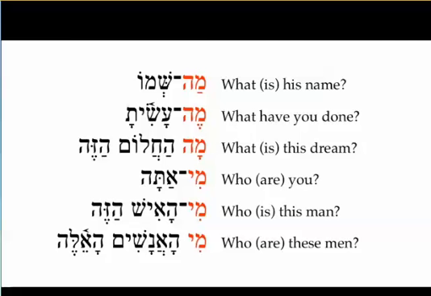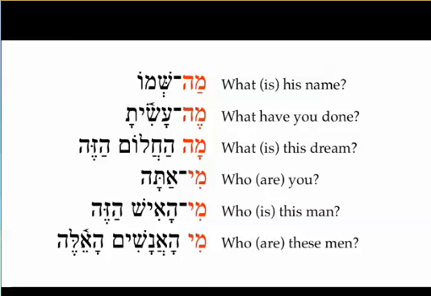Now we're going to look at the interrogative ma, which is translated as what. The interrogative ma translated what. Those are included in the first three examples on your screen. First, you'll notice that the interrogative ma has three different spelling options. There's ma with the patach, there's meh with the segol, and there's mah with the qamets. Patach he, segol he, qamets he. Now there are reasons for these different spelling options. In fact, the spelling of the interrogative ma works very much like the definite article.